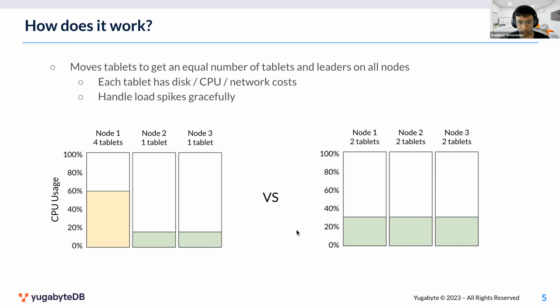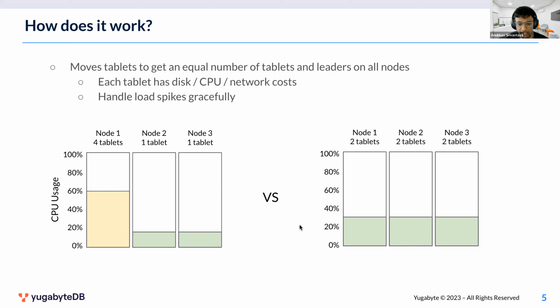Let's take a look at why. On the cluster on the left, we have node 1, which has 4 tablets, and nodes 2 and 3, which each have 1 tablet. So this is not a balanced cluster. And on the cluster on the right, each node has 2 tablets, which is a balanced cluster.